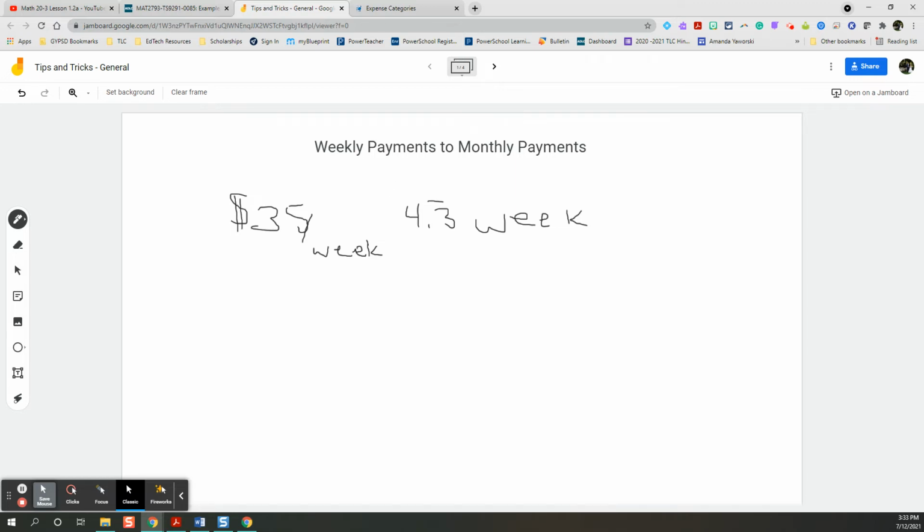So for us to calculate how much that's going to be in months, then we would just simply need to multiply these two values. If we multiply 35 by 4.3 repeating, what we end up getting is $151.67 per month. So that's how we would calculate a weekly payment into a monthly payment. We would simply multiply the number of weeks, which is in actuality 4.3333 repeating, that are within that month.